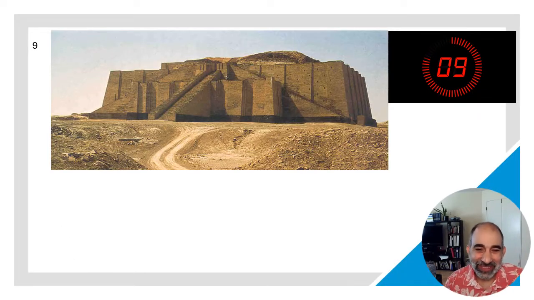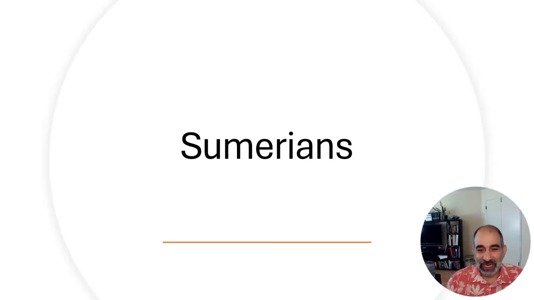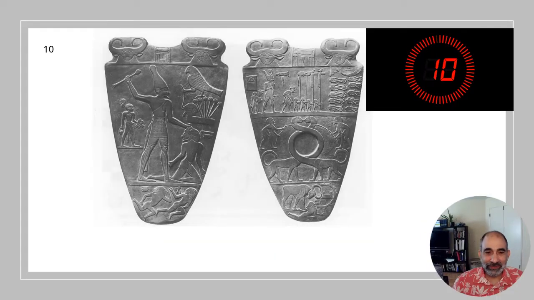All right, this is a good one. Try to bring things from different time periods. All right, so this is the ziggurat. And do you know which civilization? It is the Sumerians. The ziggurat was built by the Sumerians in Mesopotamia.